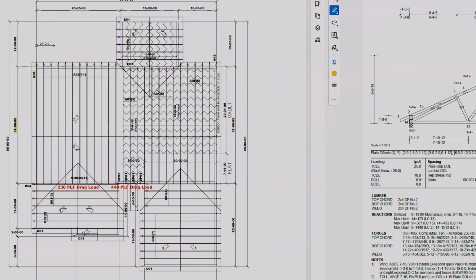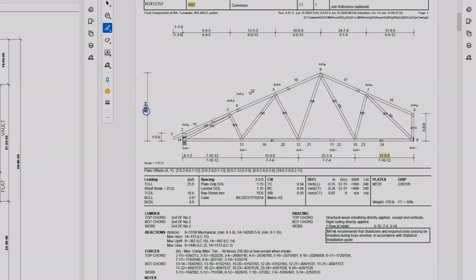In addition to the span of the truss, we also have the height of the truss indicated here. And so in this case, that says 8, 8, 14. And so that means that the overall height from the bearing point of the truss to the peak is 8 feet, 8 inches, and 14 sixteenths. That's what that 8, 8, 14 means.